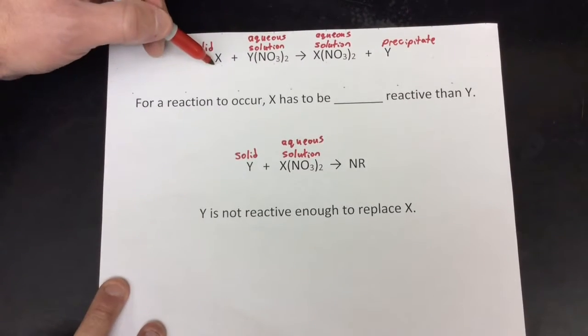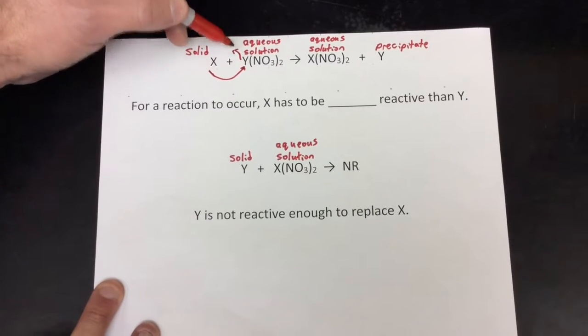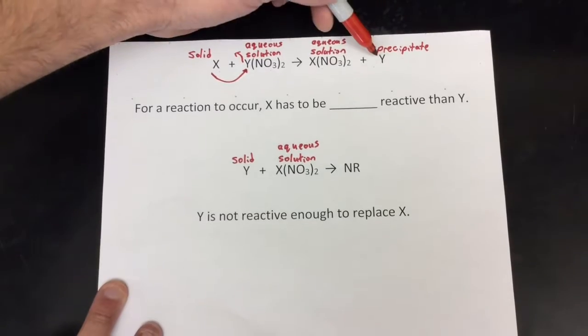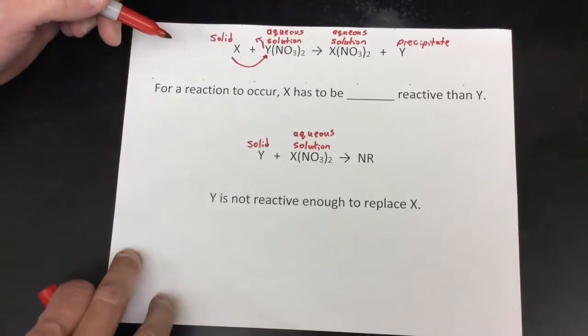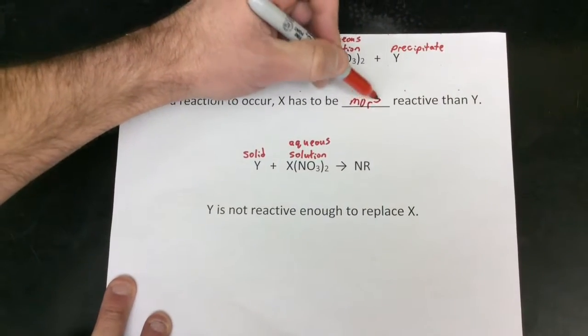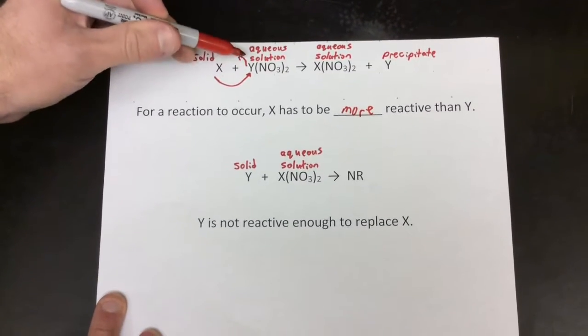So what happens here is element X comes in and kicks Y out, and X is taking its place. Now X is bonded to the nitrate group, Y is by itself, and since that's a precipitate, it's just a solid that's going to settle out of solution. For a reaction like this, X has to be more reactive than Y. X has to be reactive enough to replace Y.